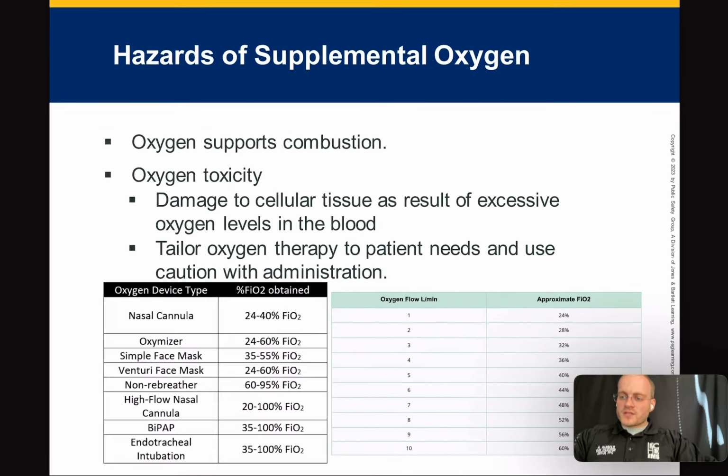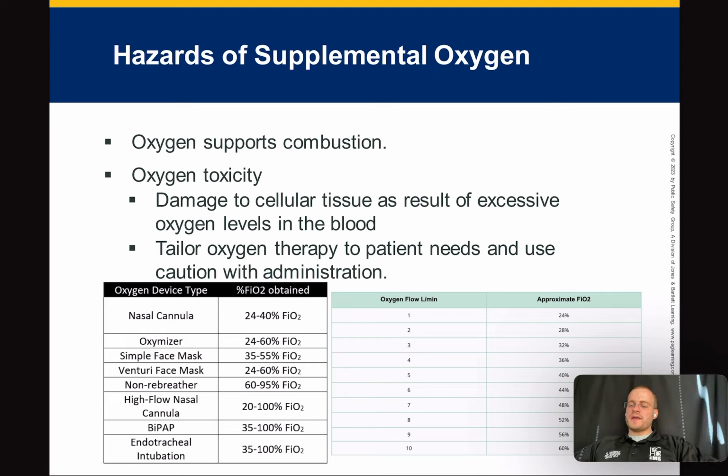Oxygen supports combustion. I want to say that again. Oxygen supports combustion. So, test question: is oxygen flammable? Oxygen itself is not flammable per se, but boy, does it help flames get hot. It supports flames, but oxygen itself is not flammable, like methane or something like that.